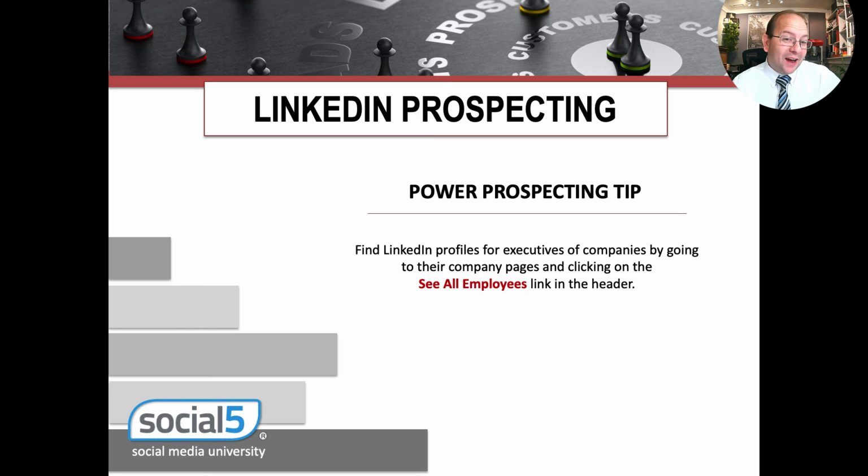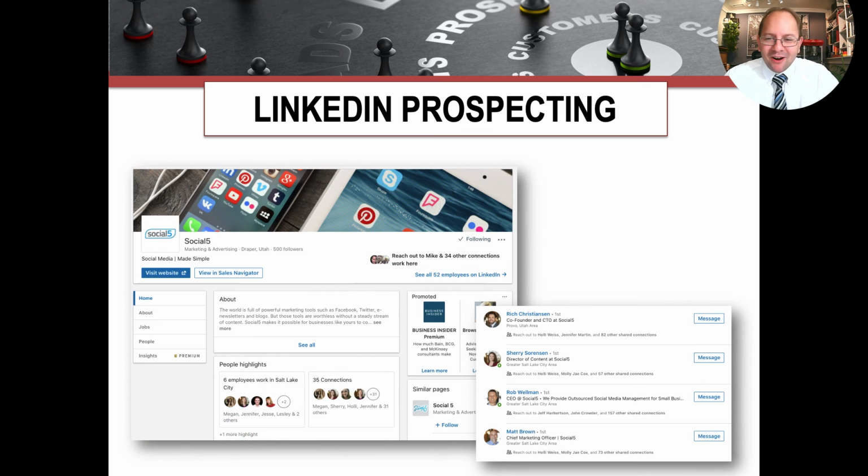Next power prospecting tip, look for decision makers in the companies that you are targeting specifically. This is my favorite, and I use this all the time. In fact, in the last 2 weeks, I've used it at least 30 times as I've been going after a prospect list. You'll pull up the company page on LinkedIn, and then notice right here there's a See All Employees link. So if you went to the Social 5 one, you'd be able to see all 52 employees.